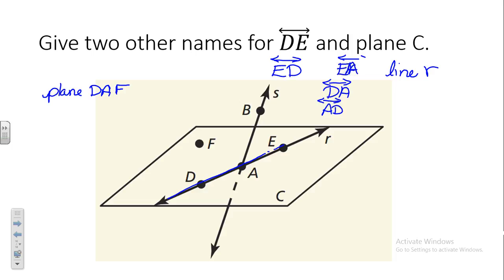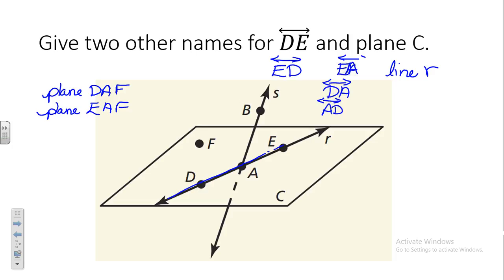Okay? Great questions. All right, so DAF is one. Can we reverse those orders? Absolutely. So you could have FAD and you could have ADF and so forth. Okay? So there's lots of ways that you can name that. Can we come up with one other name? EAF. I like that you're doing an EAF. That looks good to me. Does everyone see why EAF is the same plane as DAF is the same plane as C?